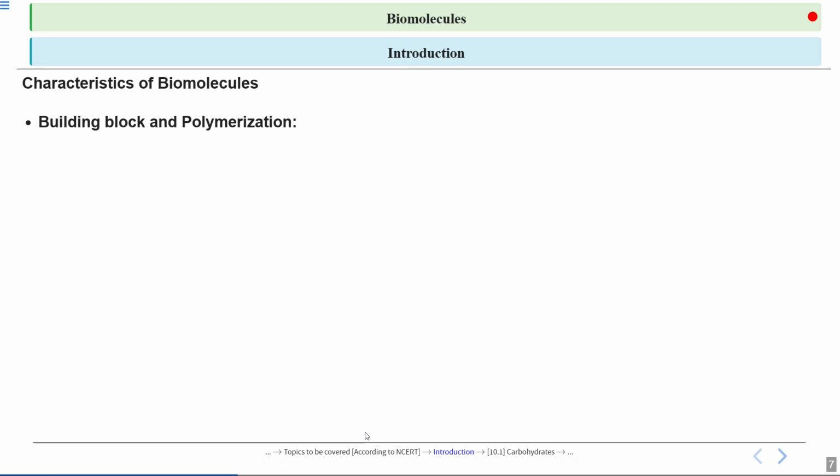Now let us see the idea of building blocks and polymerization. So biomolecules are often made up of smaller, simpler units that join together to form more complex structures. So this process of joining smaller units to make a bigger molecule is called polymerization.